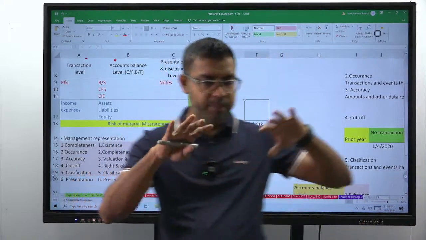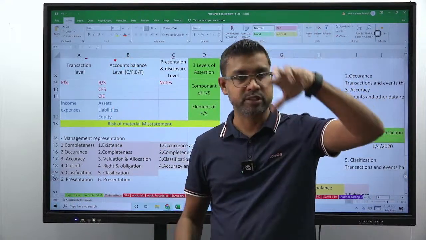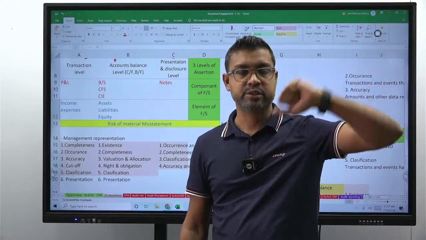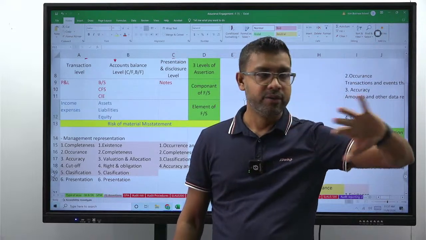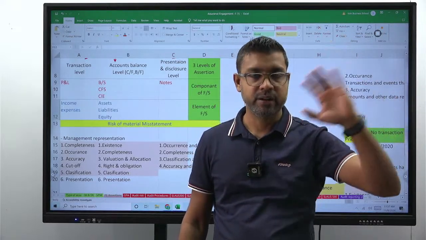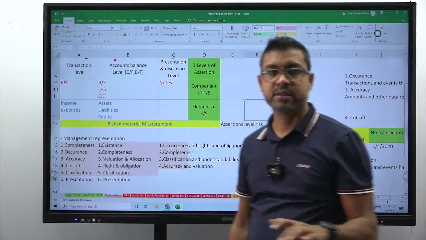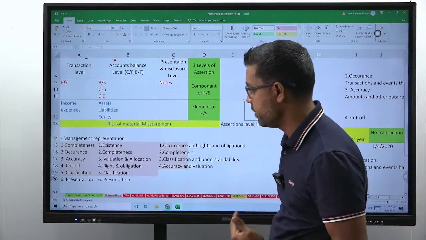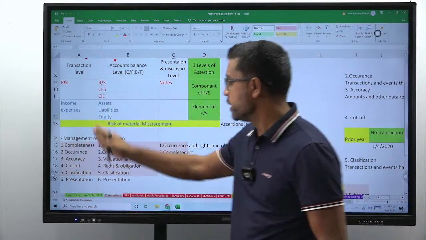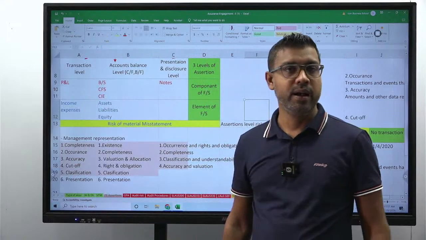Presentation. You have presented this properly in the financial statements: administration expenses under administration, sales expenses under the sales category, and finance expenses, such as interest, under financial expenses. Likewise, presentation is in line with LKAS 1, the required accounting standard. So these are the financial statement assertions that come under transaction level.